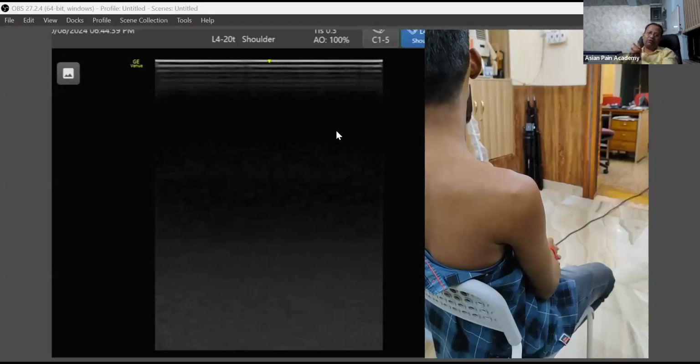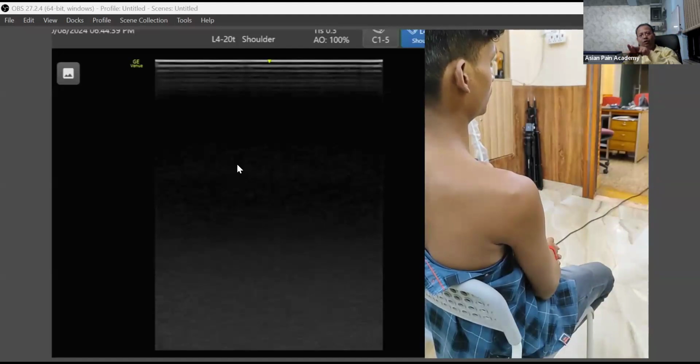Sir, mid-substance tear versus tendinosis. The picture, does it look the same, or how to differentiate? Tear is tear, tendinosis is tendinosis. Tear is always there is some fiber is not there. And tendinosis is all fiber is there. Only the quality of fiber is not up to the mark. So tendinosis, you will see most of the time it is near the footprint where the tendon is going over on the bone. At the footprint area only you will see the tendinosis.